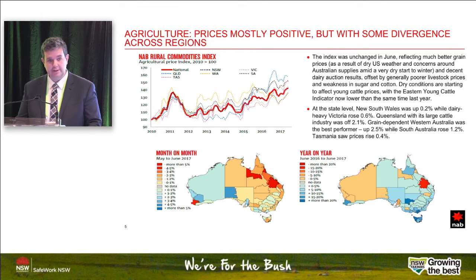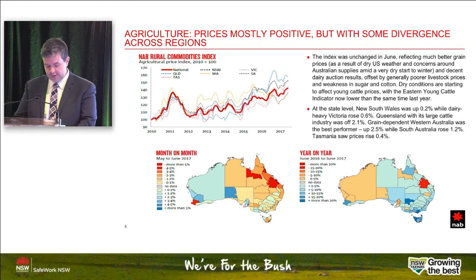In terms of New South Wales more specifically, we have constructed state-based price indicators to reflect the particular composition of each state's rural commodities. In June, the aggregate New South Wales index was up just 0.2%, although we have seen a clear upward trend in the index since the end of last year, driven by support from much higher grain prices, lamb and wool prices.